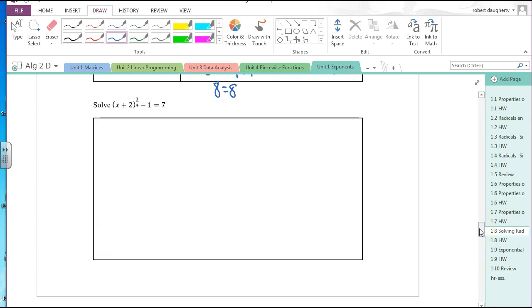So this one, in order to solve it, what do I want to be by itself before I do anything to both sides? Yeah.